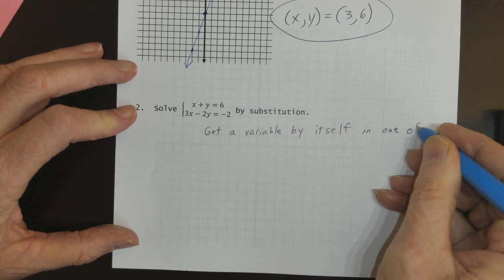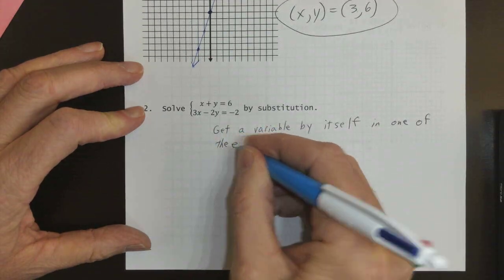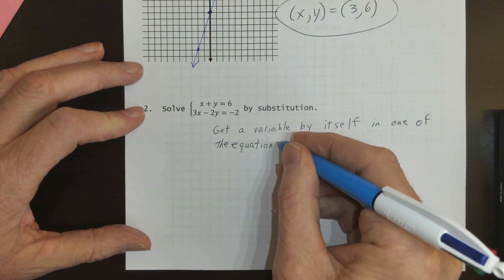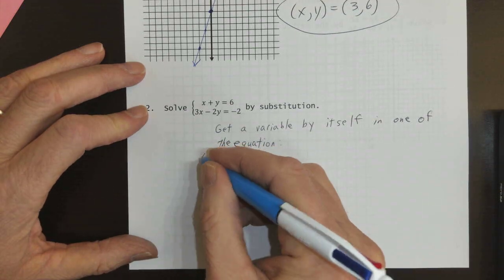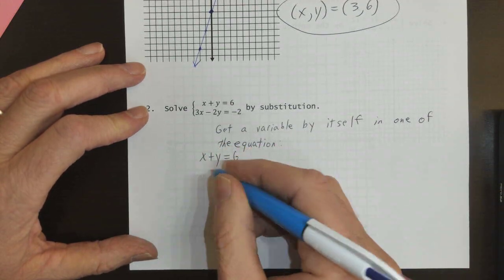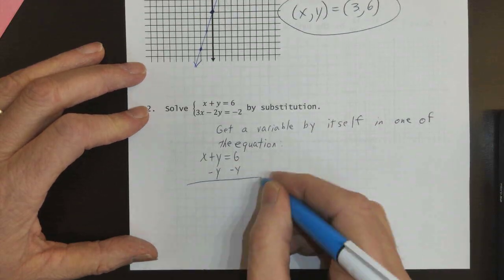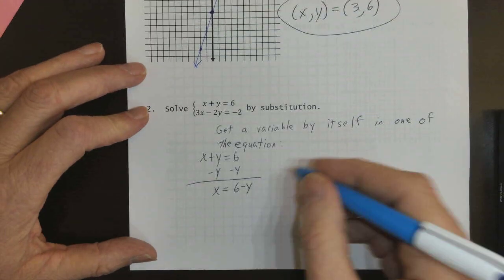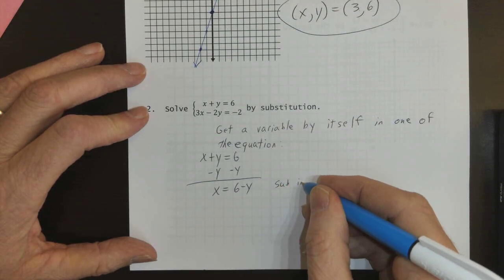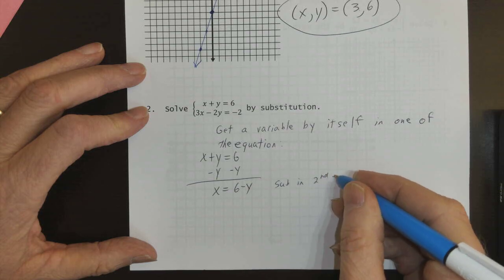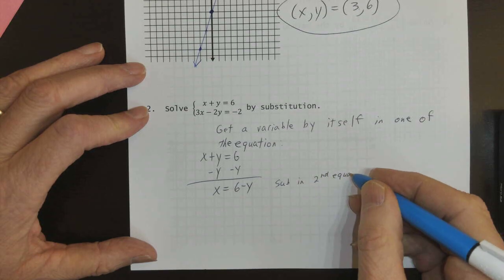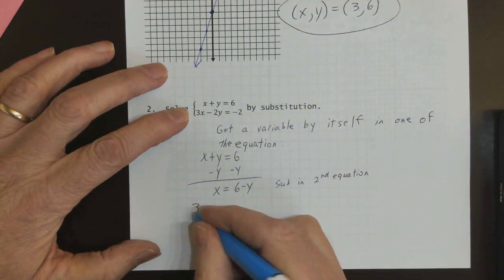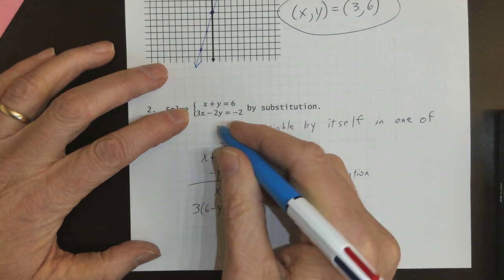And I like to make it as easy as possible. So I think that first equation, you can solve for the x or solve for the y. I'm going to just solve for the x. I'm going to subtract y from both sides, and I have x equals 6 minus y. Now I'm going to substitute that in the second equation and just solve for that y. So I'm going to take the x out and put 6 minus y in its place.